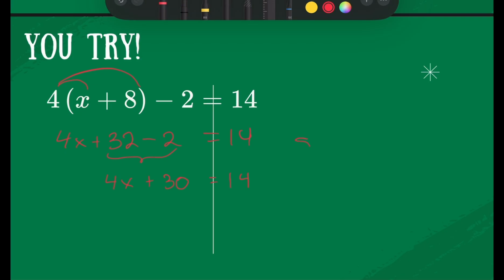And now I'm going to follow my simple rules of SAT map. I'm going to do 14 minus 30, and I'm going to get 4x is equal to negative 16. And now I'm going to divide both sides by 4, and I get that x is equal to negative 4. And that's it.